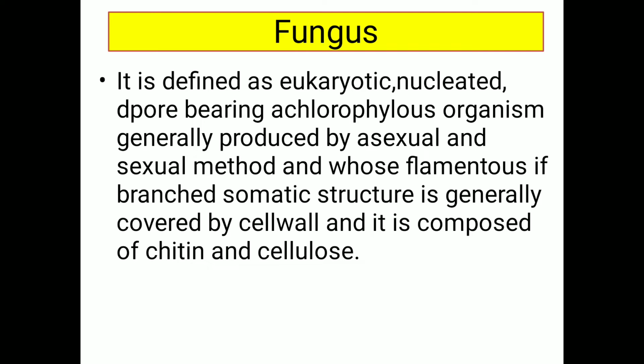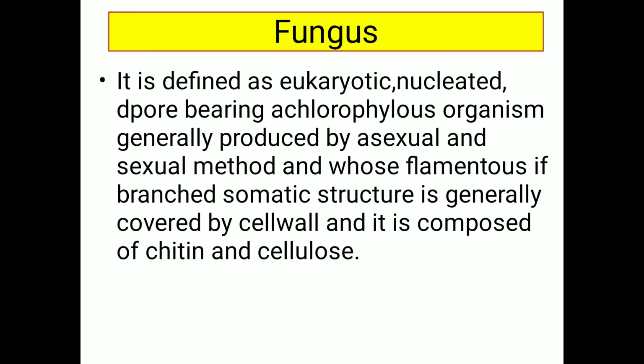As we know, eukaryotic means all the organelles present inside the fungal tissue, like endoplasmic reticulum, Golgi bodies, and vacuoles, are well developed. Then nucleated, then spore-bearing and achlorophyllous, that means absence of chlorophyll, and it is produced by asexual and sexual methods, as we already discussed. And lastly, the cell wall of fungi is made up of chitin or cellulose. Okay, so here we discuss one by one.